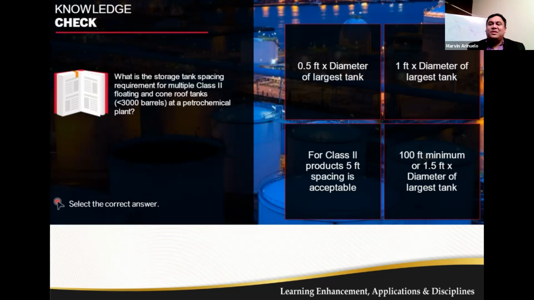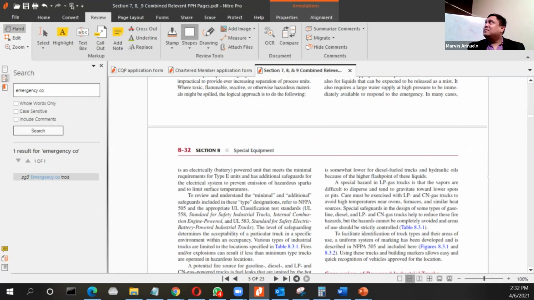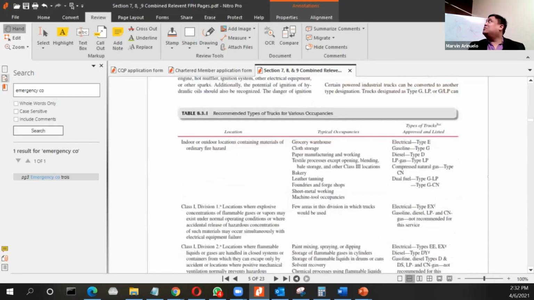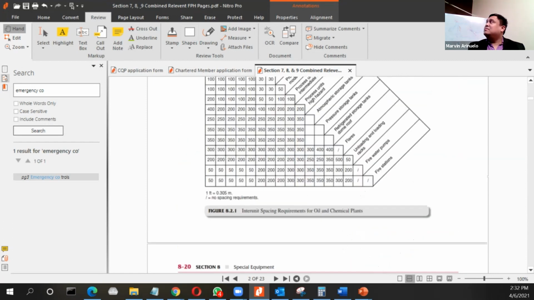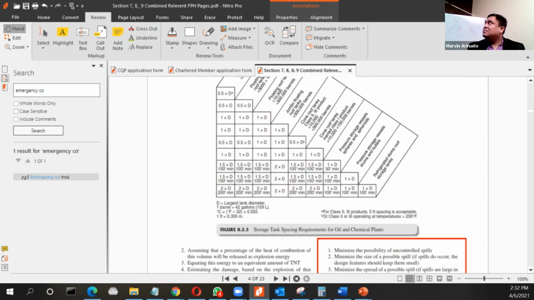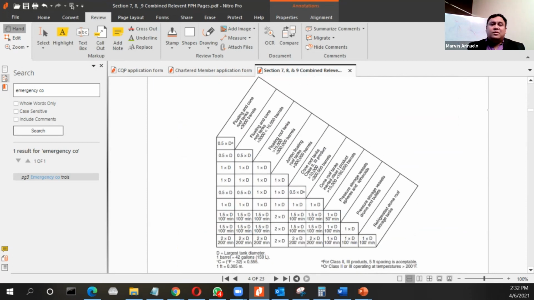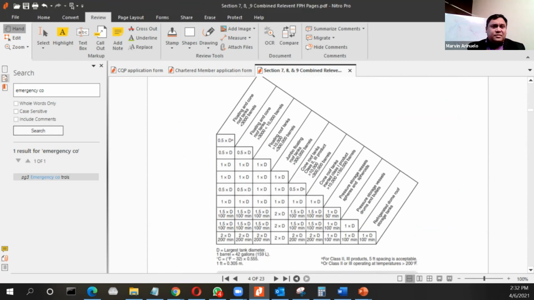What are the storage tank spacing requirements for multiple class 2 floating and cone roof tanks at a petrochemical plant? In this case, we will use the figure 8.2.3 on page 8-21. Okay, here. No? So the question is cone and roof tanks for class 2. Here, no? Here. And then at a petrochemical plant. Here, no?